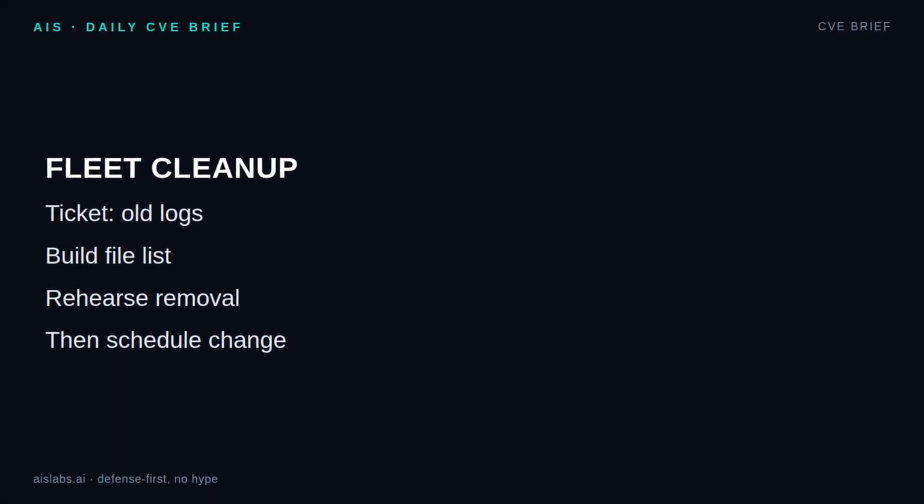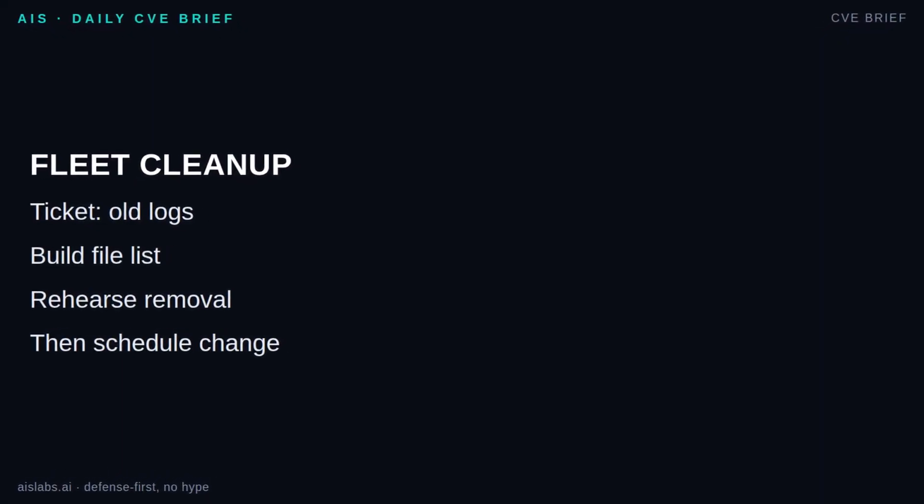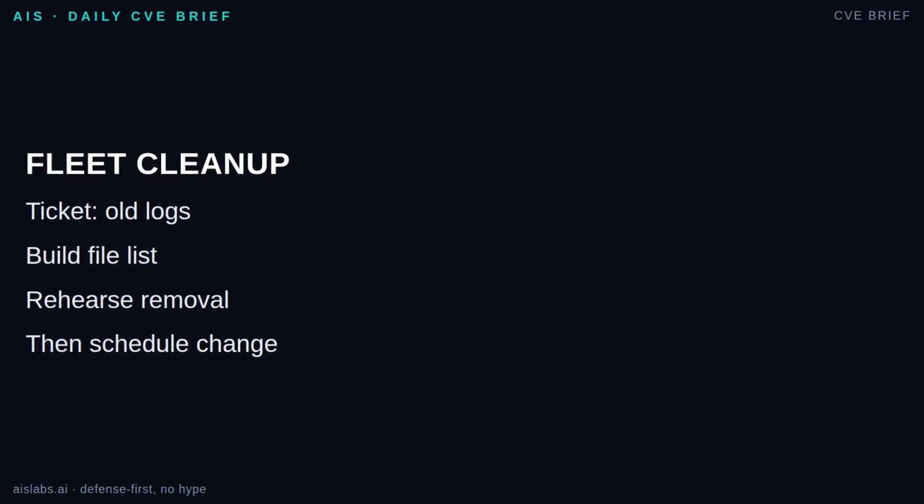Here is a real admin pattern. Help desk reports low disk space on shared build agents. You find old log folders under a known application path and need to remove logs older than 30 days. First, build the list. Get-ChildItem -Path $logroot -Recurse -File | Where-Object LastWriteTime -lt (Get-Date).AddDays(-30). Review the count and sample paths. Then rehearse, piping the same list to Remove-Item -WhatIf.